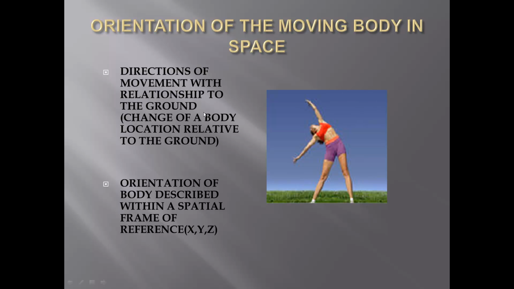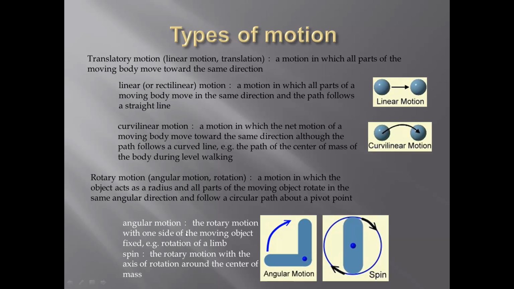Directions of movement related to the ground, or change of body location relative to the ground, is our orientation of the body moving in space. And we looked at that orientation of a body described within a spatial frame of reference, or the X, Y, and Z. We looked at motions: linear, curvilinear, and angular. Remember, a lot of times, angular motion is a system attached to an axis of rotation. If you only do a partial rotation there, it's in a curvilinear path. If it does a full rotation, that's a complete circle. So we have to distinguish between those two.